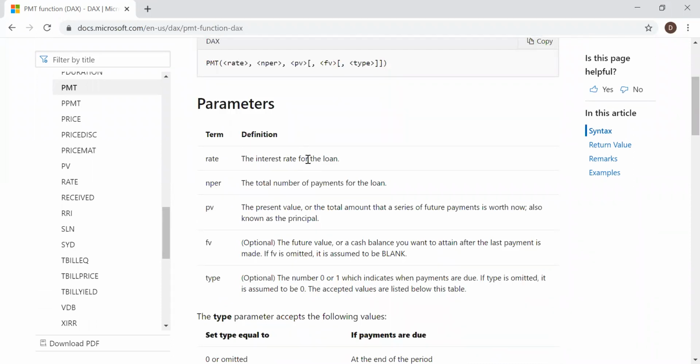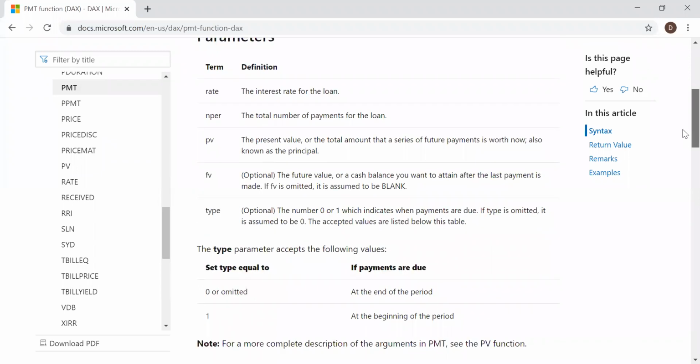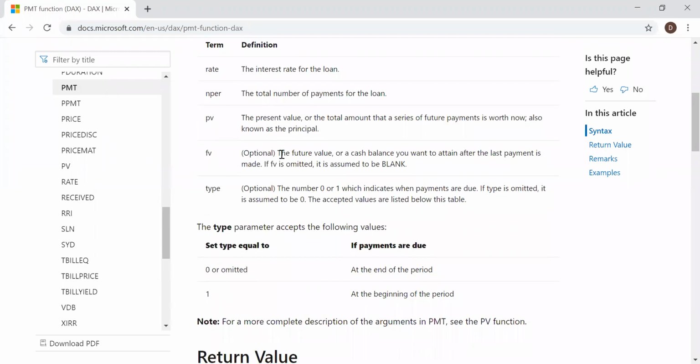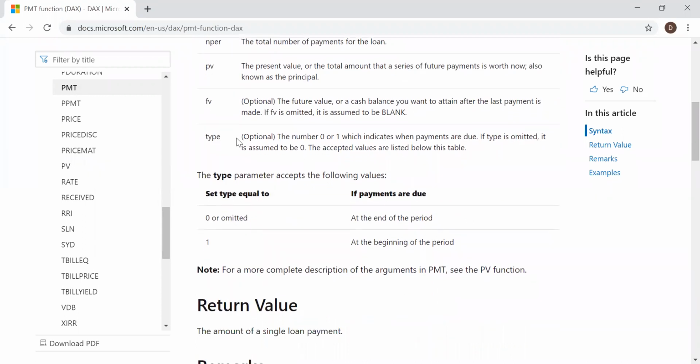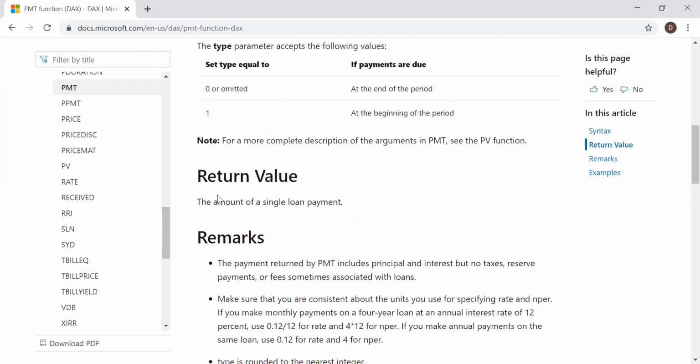The rate, that is the interest rate for the loan. N per is the number of periods. Present value, that is the loan amount here. Future value, it's optional, and we know in the case of a loan, it's zero. And type, again, it's optional. So it determines whether the payment are due at the end of the period or at the beginning of the period. And return value, the amount of single loan payment.